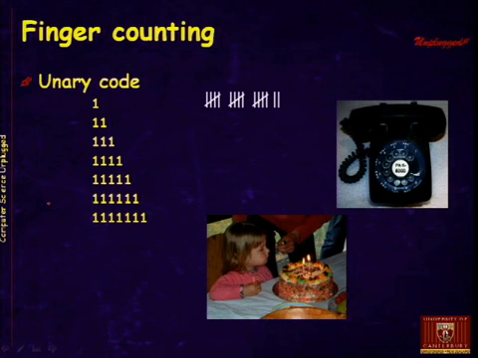Also, with fingers, instead of just counting up to 5 on one hand, each finger can be either up or down, right? So that's 1, 2, 3, 4. You've got to be careful with 4, 5, 7, 8, and so on.